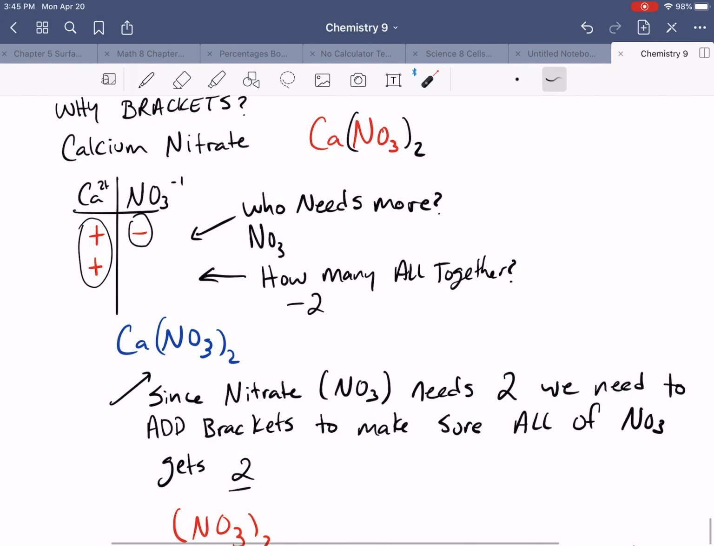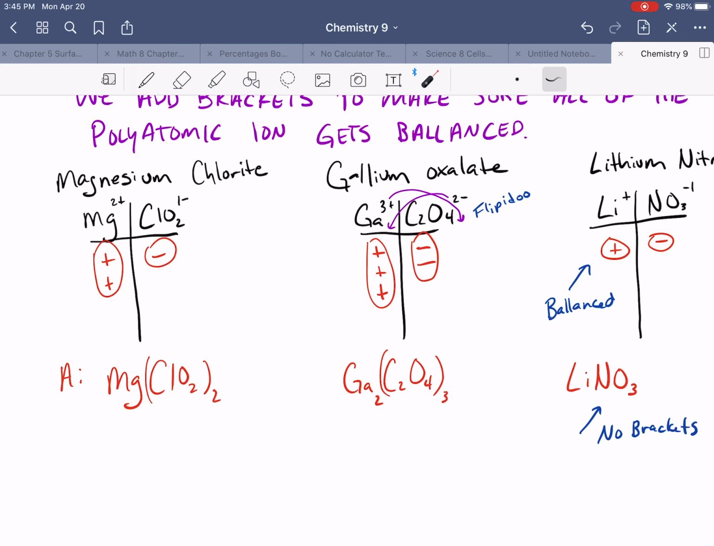So when we come back to our practice problems down here, that's why we wrote this right here. It comes in packages of -1. Well, who needs more here? It happens to be this chlorite. It doesn't have enough to balance. It needs another one to balance those two. And so what happens is down here, you write the metal first like you did last week, and in brackets, you put this because you need 2 of them. So that's how we indicate that 2 packages of this are needed.